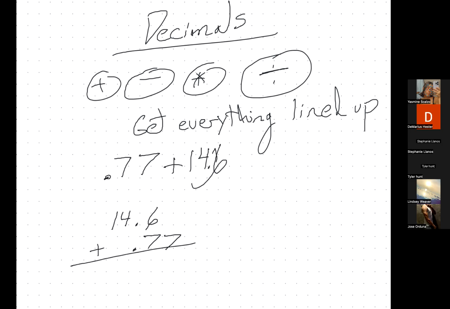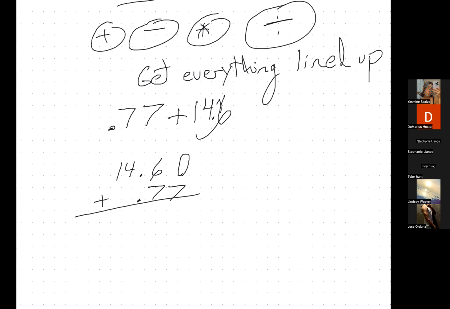And we solve. There is a placeholder 0 here, so 7. 6 plus 7 is 13. Carry the 1. 5, 15. What's tempting but wrong will be to do 14.6 and 0.77, and then you're going to get something like this.